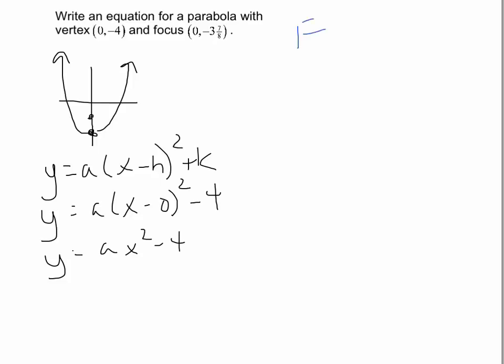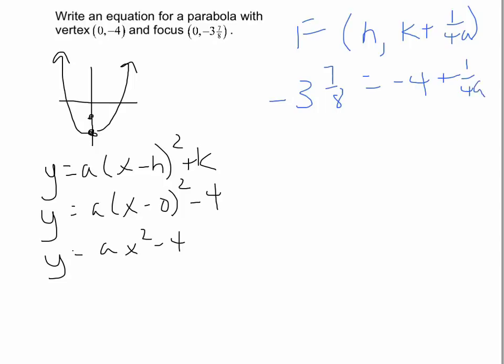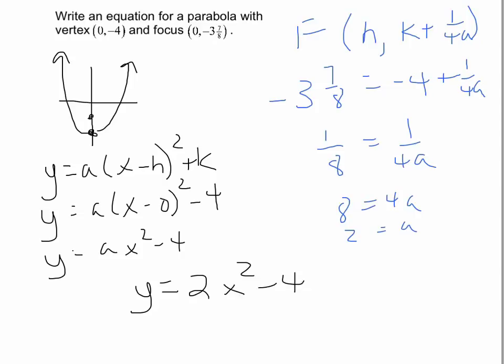We know that the focus is h and then k plus 1 over 4a. We don't really need the h value right now, but we know that -3 7/8, which is the y value of the focus, should equal our k value, which is -4, plus 1 over 4a. If I add 4 to both sides, I get 1/8 equals 1 over 4a, which means that 8 equals 4a, so a equals 2. So I can go back and write my equation now: y equals 2, that's my a value, x squared minus 4.